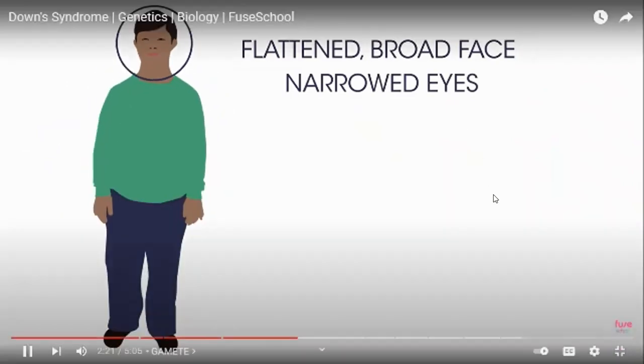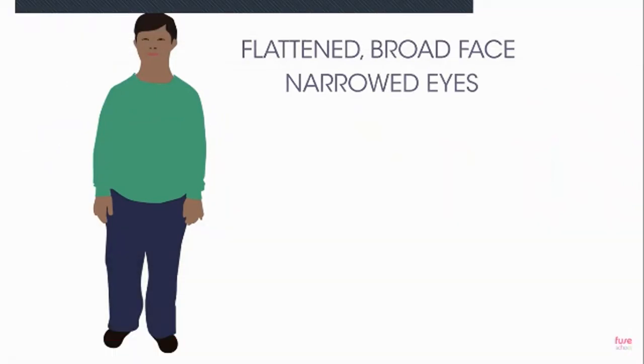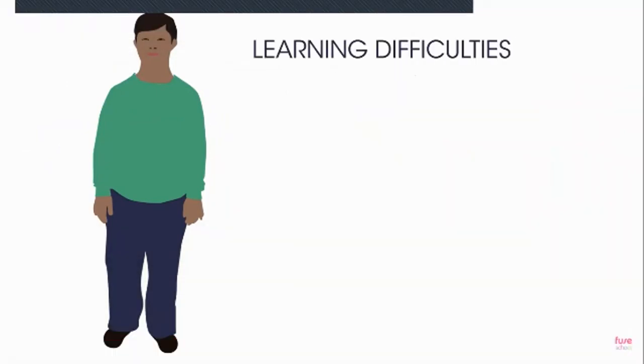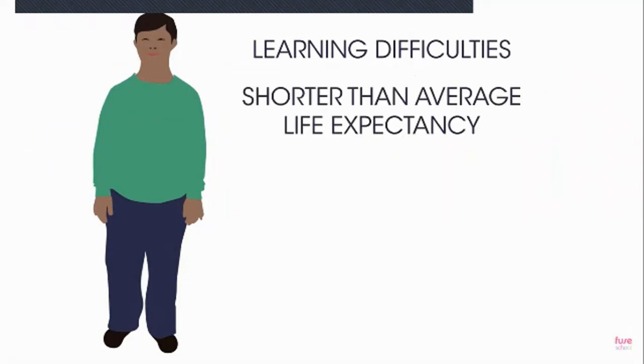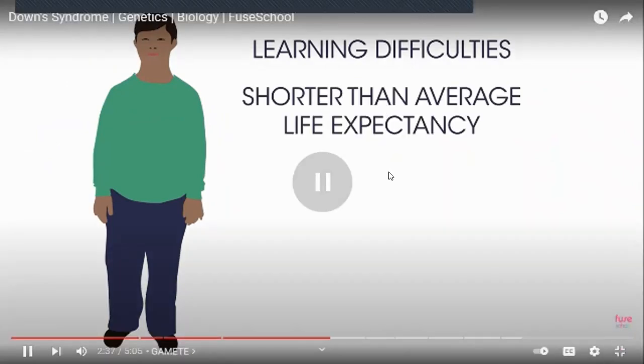But people with Down syndrome don't all look the same. They also look like their parents and family. People with Down syndrome may have a lower than average IQ and a shorter than average life expectancy. In the Down syndrome case, the boy or the girl has learning difficulties. He is not smart, or she is not smart like her classmate or schoolmate.